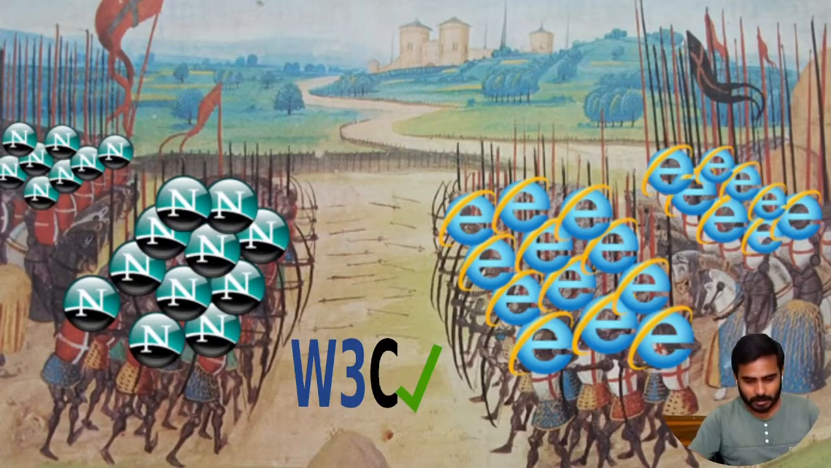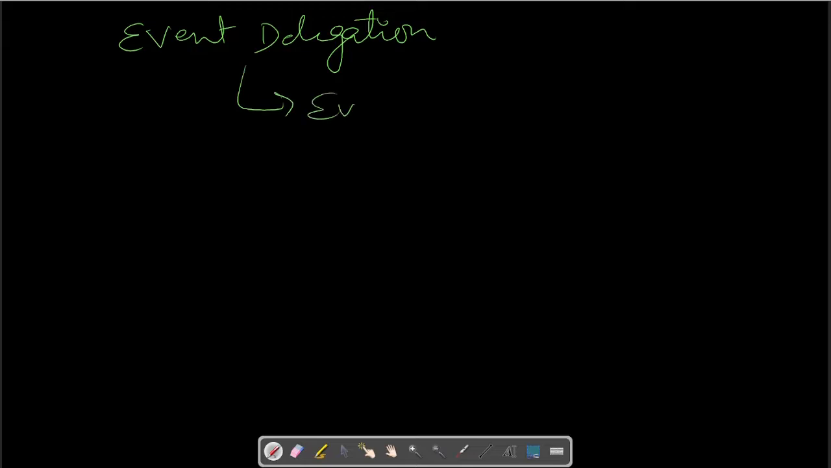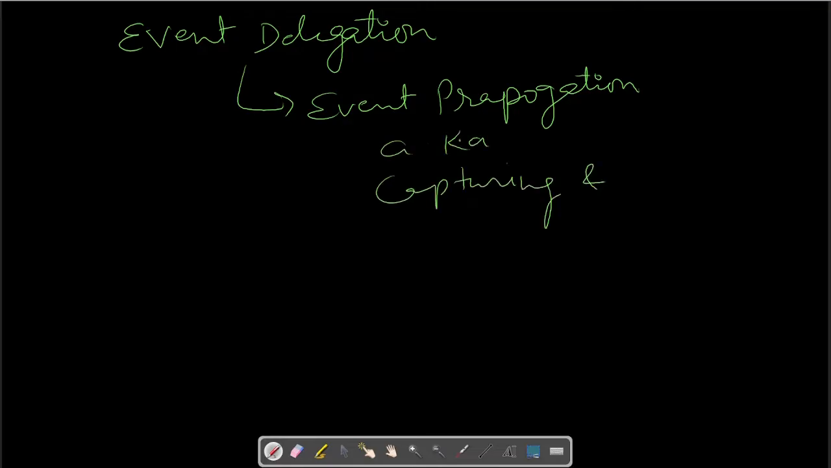Since both the browsers were fighting each other to gain the market share, what happened then? W3C came to the rescue to resolve the fight. W3C said, okay, here is the compromise. I will give a proposal which includes both event models, capturing and bubbling, and let the developer choose which they want to use. So in order to understand event delegation, we need to first understand event propagation, also known as capturing and bubbling.